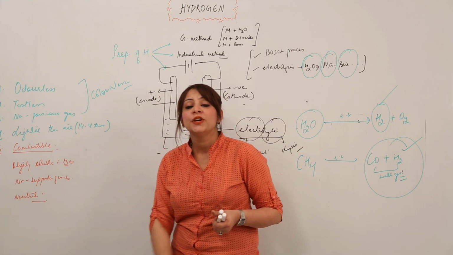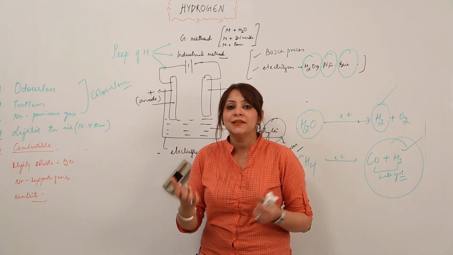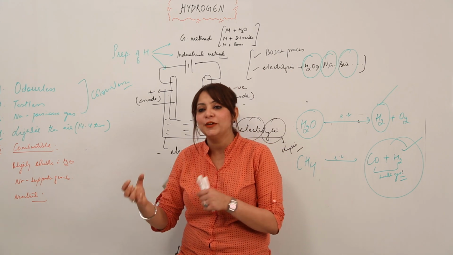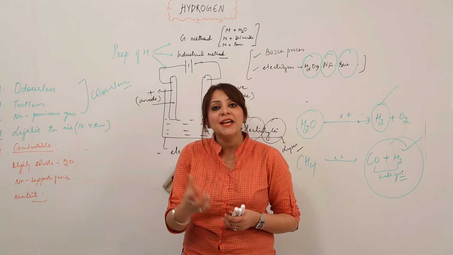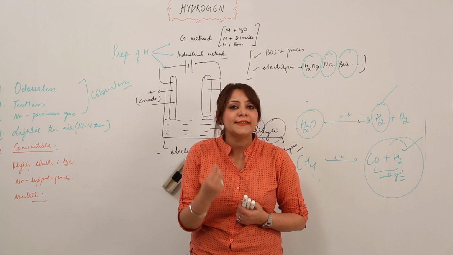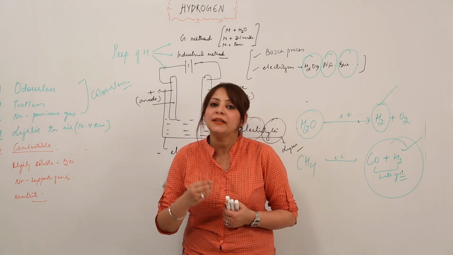And what about the pH? When you test it, it neither turns red litmus blue, nor does it turn blue litmus red, or you can say on the pH scale the value is just 7. That indicates it is a neutral gas.